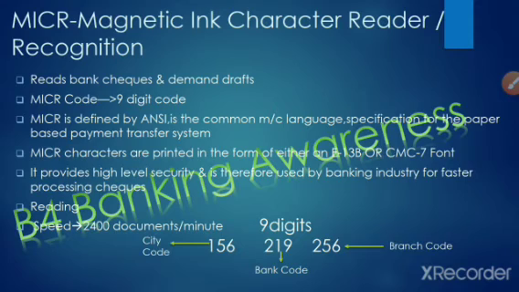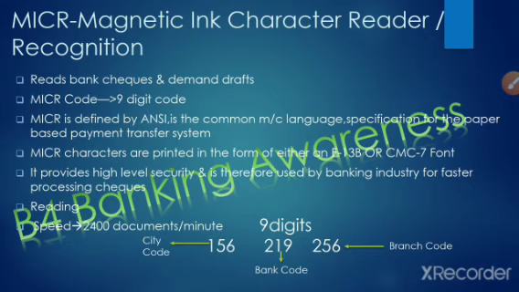What is MICR? It is magnetic ink character reader or recognition. It is used to read bank checks and demand drafts. MICR code is of 9 digits. You have to remember MICR code is 9 digits. MICR is defined by ANSI and is the common machine language specification for the paper-based payment transfer system. MICR characters are printed in the form of either E13B or CMC7 font.